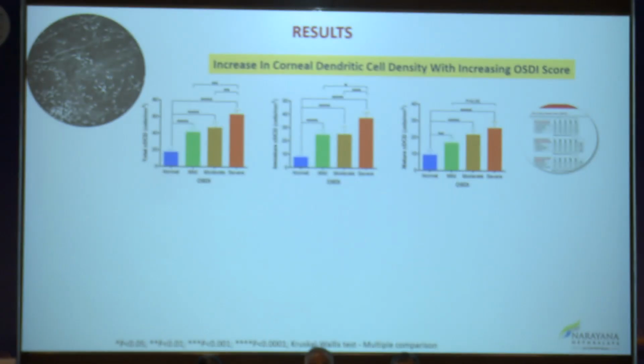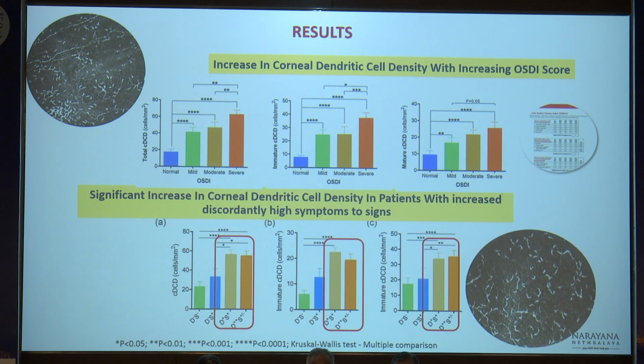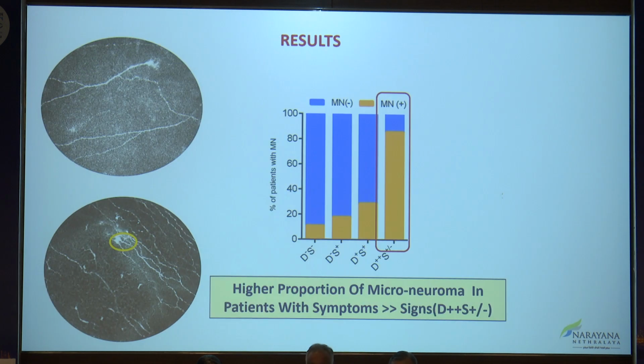So what we found was interesting. There was an increase in corneal dendritic cell density with the increasing OSDI score. Similarly, the fourth subset of patients, who had discordance between their signs and symptoms, actually had higher dendritic cell density compared to the other groups. A higher proportion of these patients with discordance of their signs and symptoms had microneuromas compared to the other groups of patients.